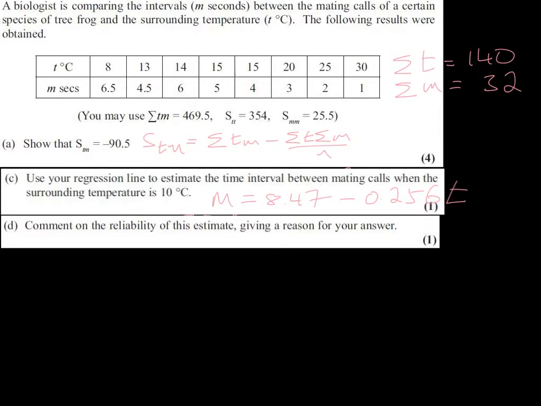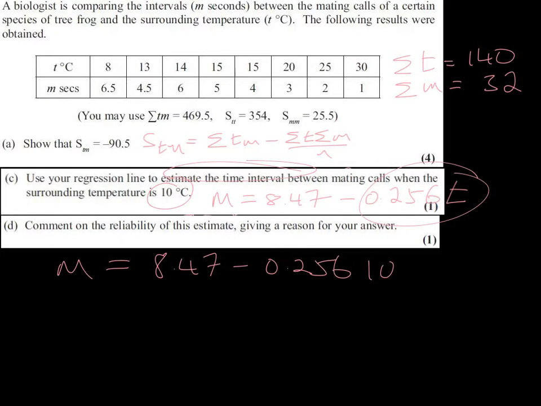Part C and D then fairly straightforward to finish with. So in part C, we're asked to use the regression line to estimate the time interval between the mating calls when the surrounding temperature is 10 degrees. So remember that the time interval is M. So if we want to find M when T equals 10, we're just going to substitute T equals 10 into this formula. So we're going to do 8.47 minus 0.256 multiplied by 10, and that is going to give us an answer of 5.9.